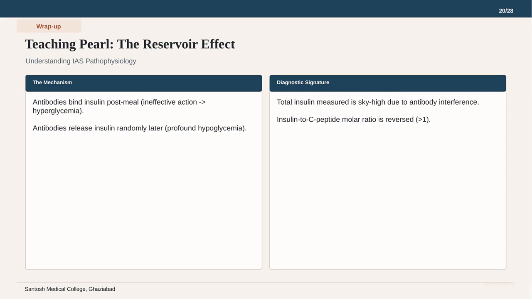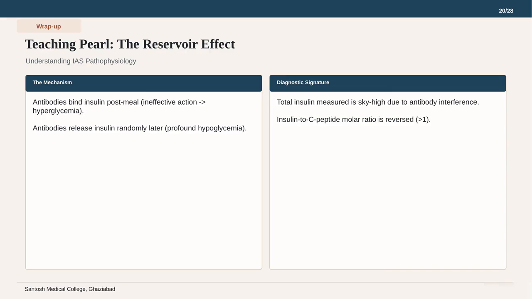Notice the mechanism outlined in the left panel, which describes the reservoir effect. In this syndrome, autoantibodies bind to insulin immediately after a meal, rendering the insulin ineffective and causing temporary high blood sugar. However, these antibodies act as a reservoir, suddenly releasing massive amounts of active insulin randomly hours later, leading to profound and dangerous hypoglycemia. This explains her 45-minute post-dinner crashes.